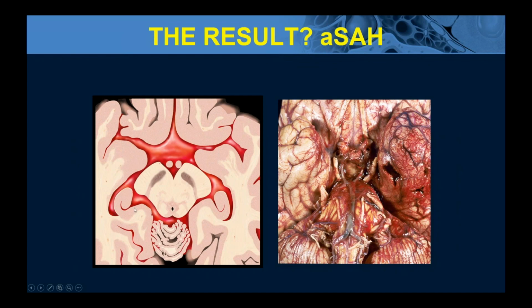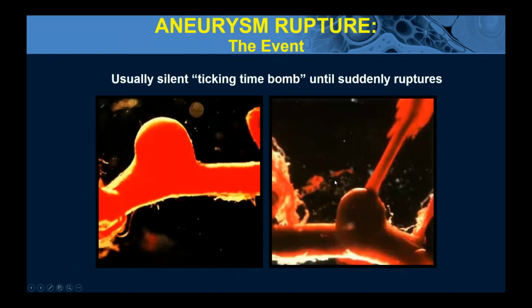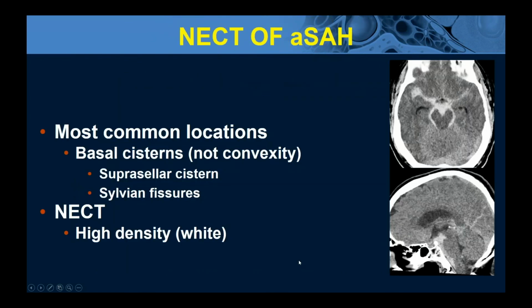So here's aneurysmal subarachnoid hemorrhage. It's basically arterial blood extravasating into the subarachnoid space. Here's what it looks like at autopsy. A ruptured aneurysm here bled into the subarachnoid space. This patient obviously died. About a third of the patients who have a ruptured brain aneurysm will die almost immediately. And this is what aneurysms look like. They're usually a ticking time bomb until suddenly they rupture. And when they bleed into the subarachnoid space, this is what you get.